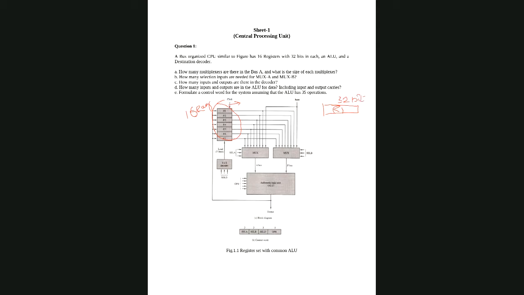So like this, how many registers do you have? R1 to R16. So you have 16 registers here, and the size of each register is 32 bit. From this, we have to find how many multiplexers are there in bus A and what is the size of each multiplexer. So you have to calculate the number of mux and the size of each mux.